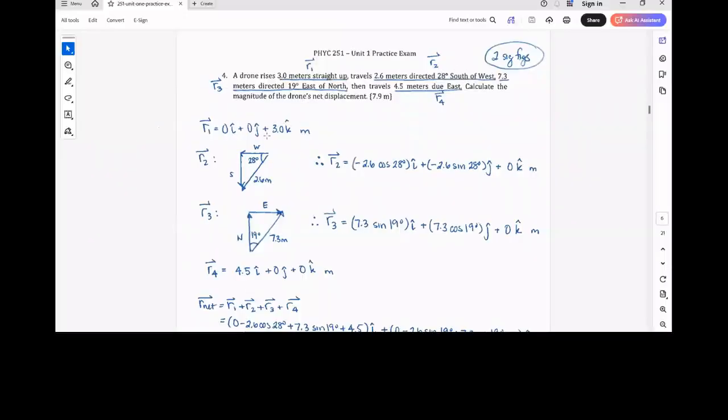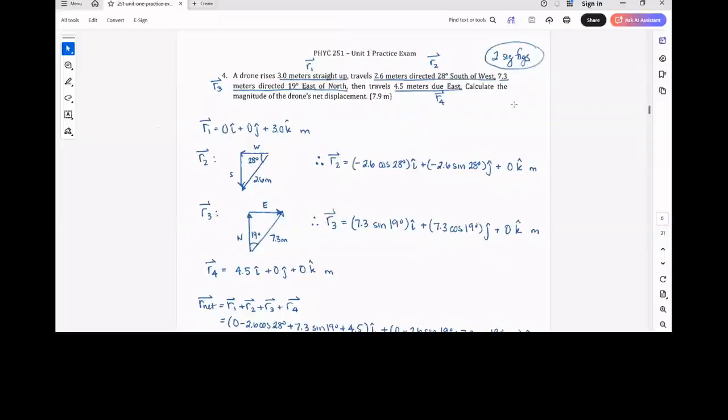That gives me a vector that is in quadrant number 3, so both the x and the y components are negative, and that's negative 2.6 cosine 28 for the I hat direction, negative 2.6 sine 28 for the j hat direction, but this maneuver is not including any movement on the z-axis. So I'm just going to add a plus 0 k hat there just to complete that vector.